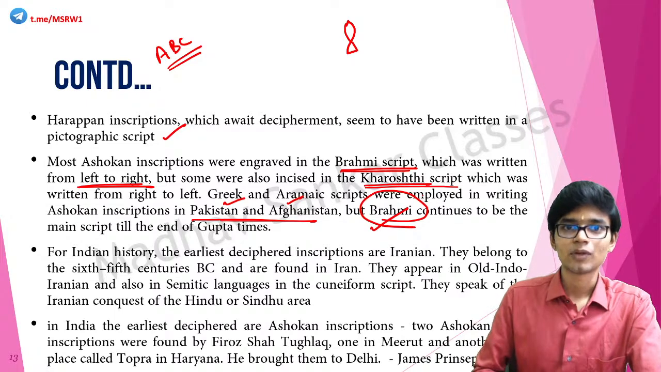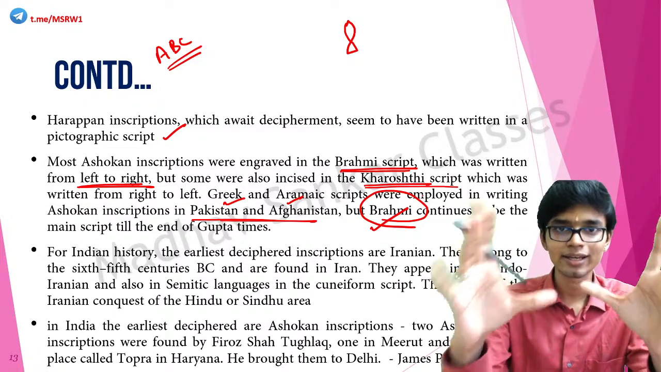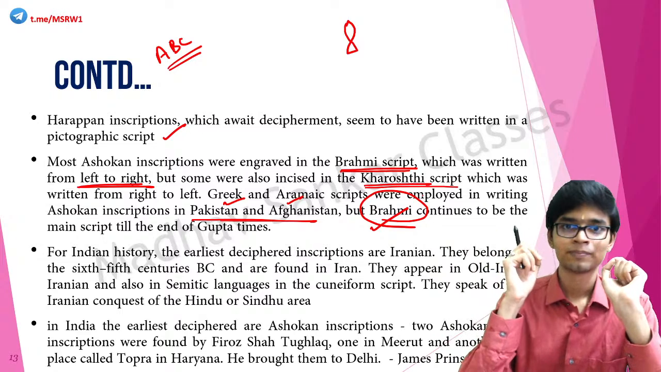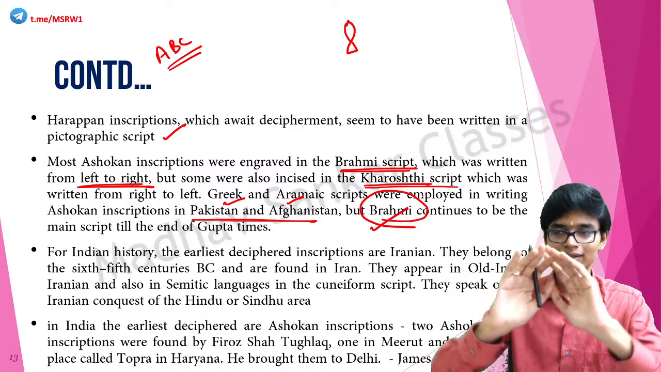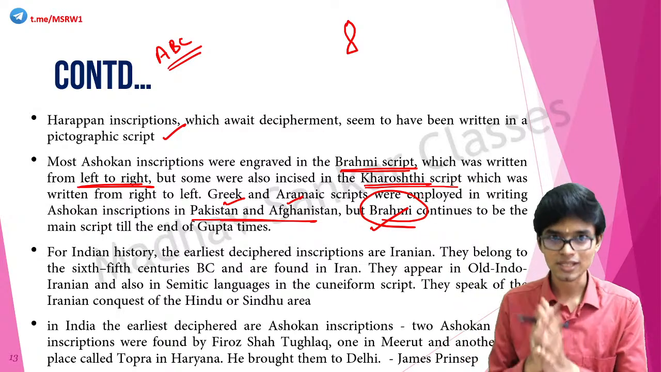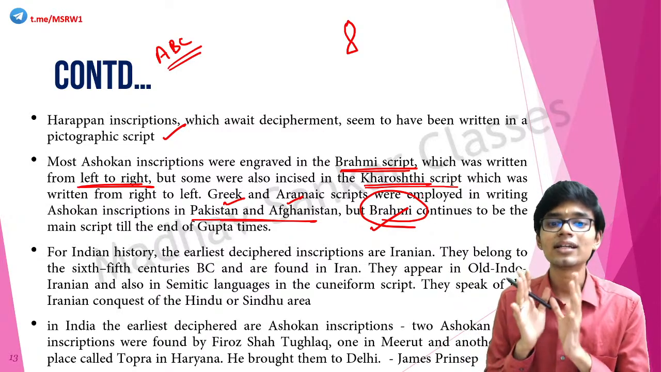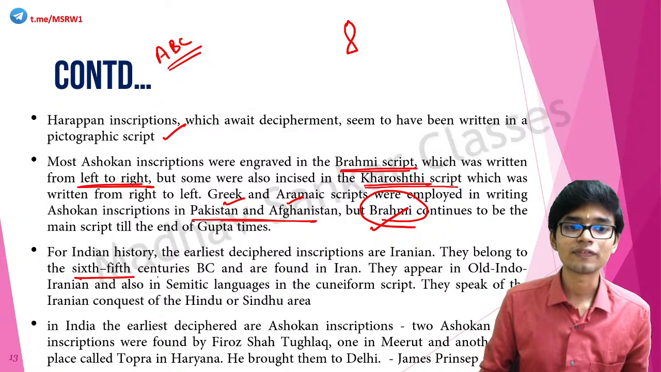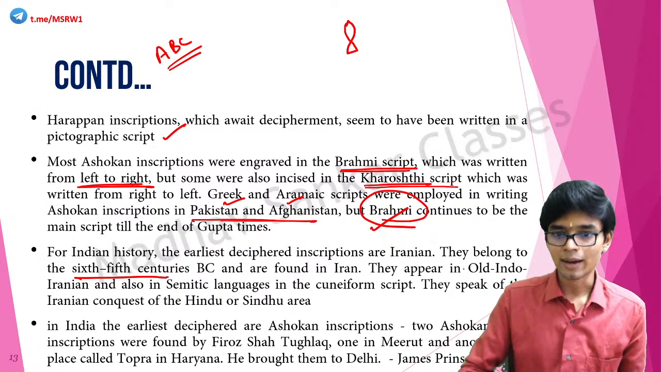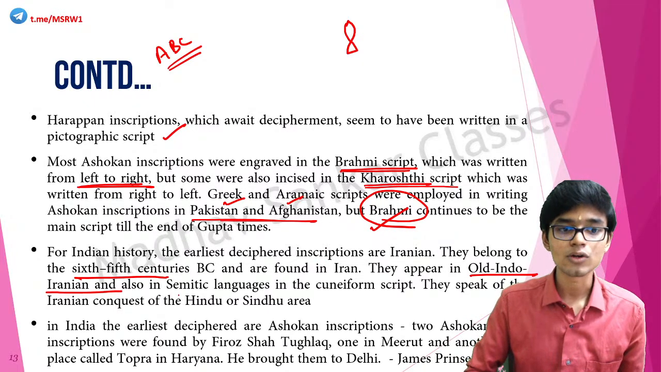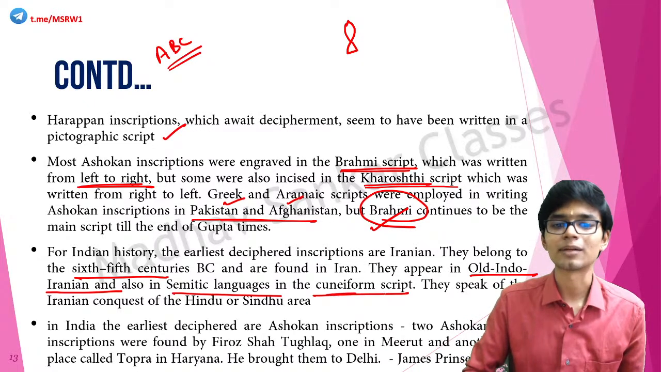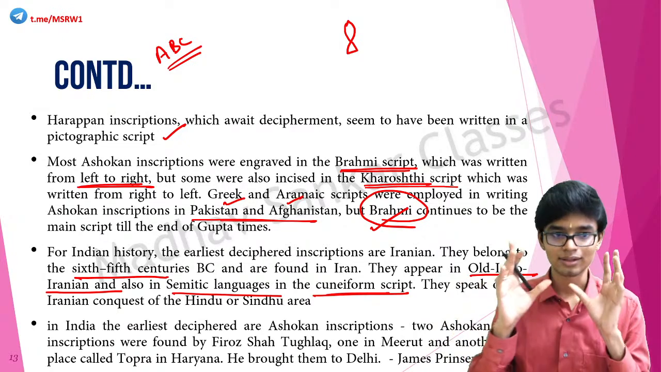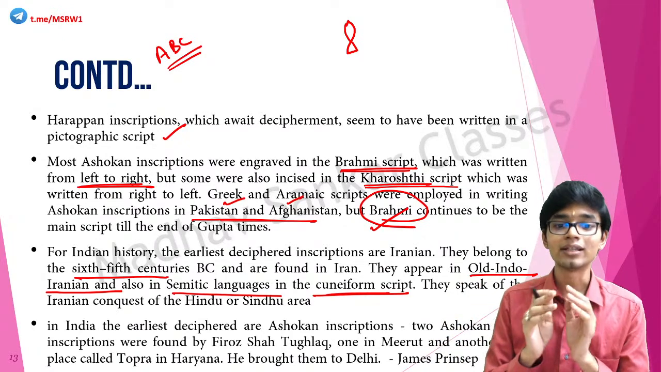So for Indian history, be very careful here and try to understand me very carefully. For Indian history, the earliest deciphered inscriptions are Iranian. Okay, as far as the study of Indian history is concerned, the earliest deciphered inscriptions are actually of Iranian origin. They belong to the 6th to 5th century BC and are found in Iran. They appear in Old Indo-Iranian and also in Semitic languages in cuneiform script. It is another type of script, not too important for us.